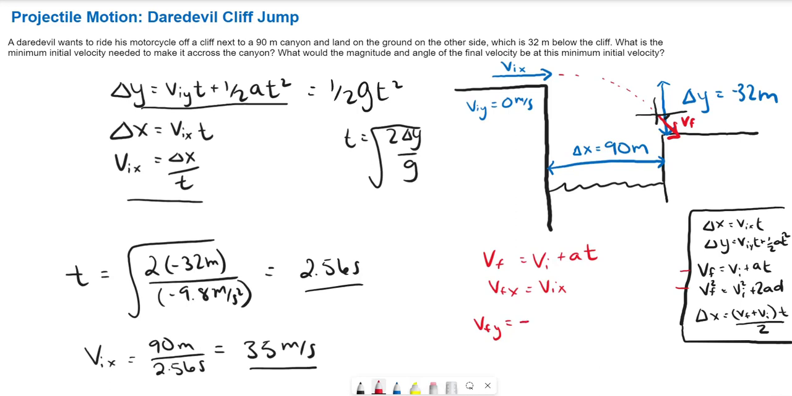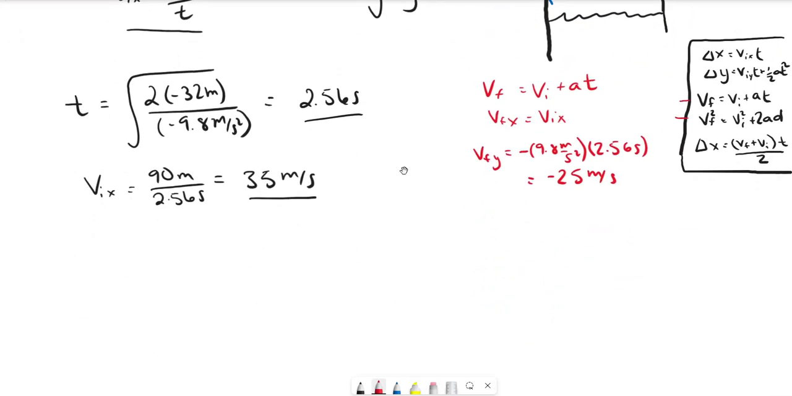And for v final y, in this case, we didn't have an initial velocity, so that term is 0. So v final y is going to equal negative 9.8 meters per second squared. So that's our acceleration, negative 9.8, so that's g, times the time, which we know to be 2.56 seconds. And that gives us negative 25 meters per second for our final velocity. So now we have our x and y component of the velocity. We can just use some trig to find the magnitude.